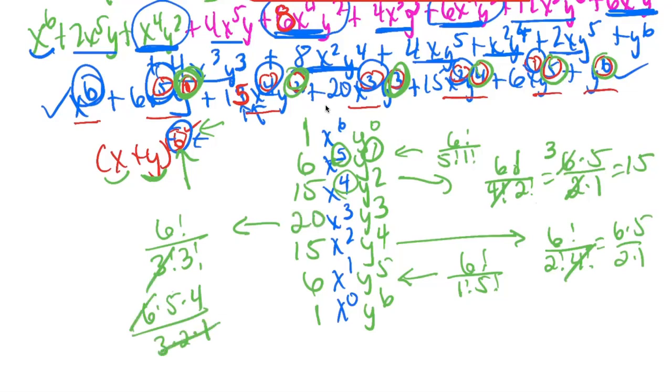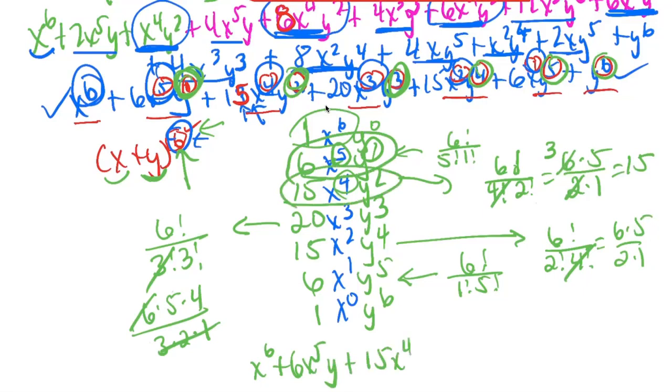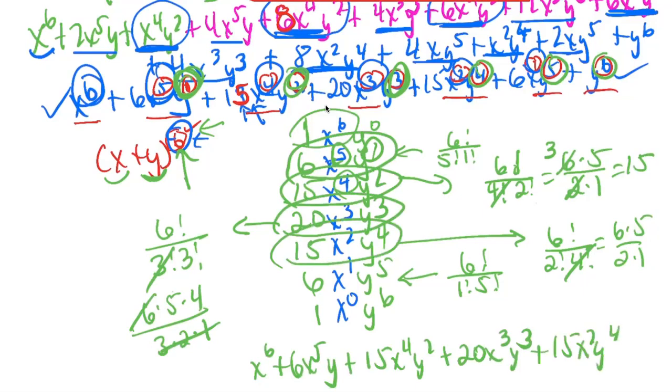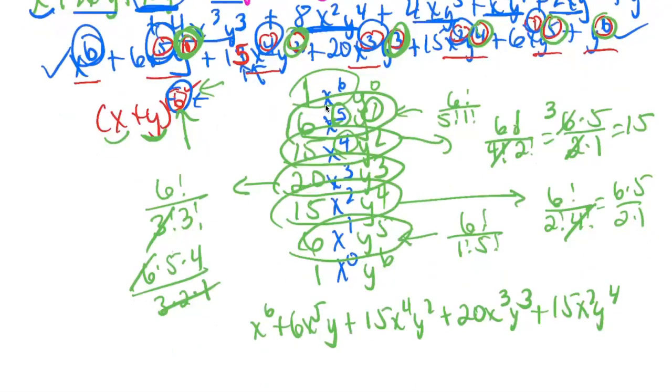All right, now if I write it down, I have 1x to the 6th here because y to the 0 is 1. Here I have 6 x to the 5th y. Here I have 15 x to the 4th y squared. Here I have 20 x cubed y cubed. Here I have 15 x squared y to the 4th. Here I have 6x y to the 5th. And here I have y to the 6th.